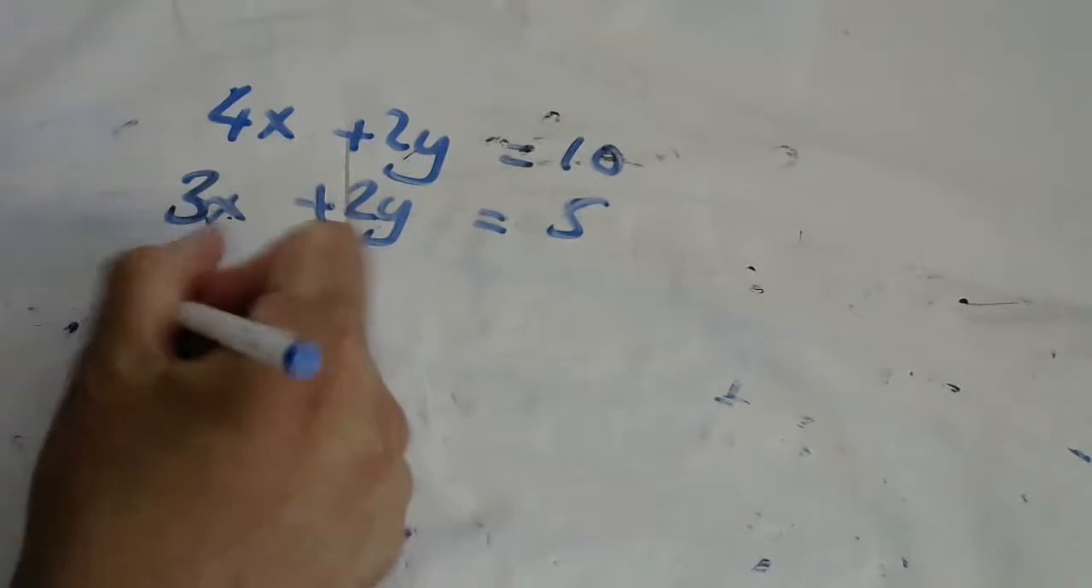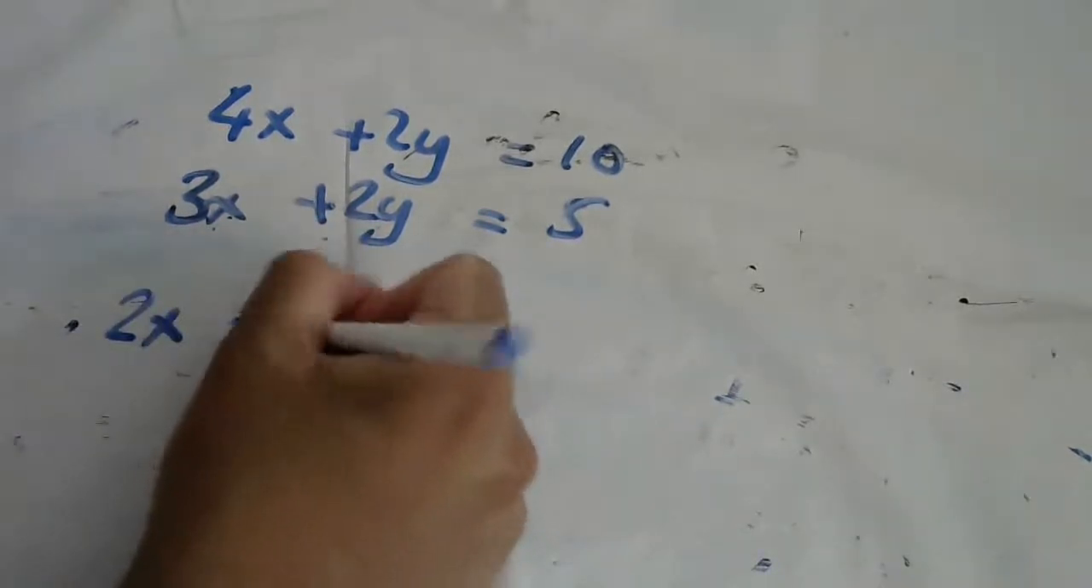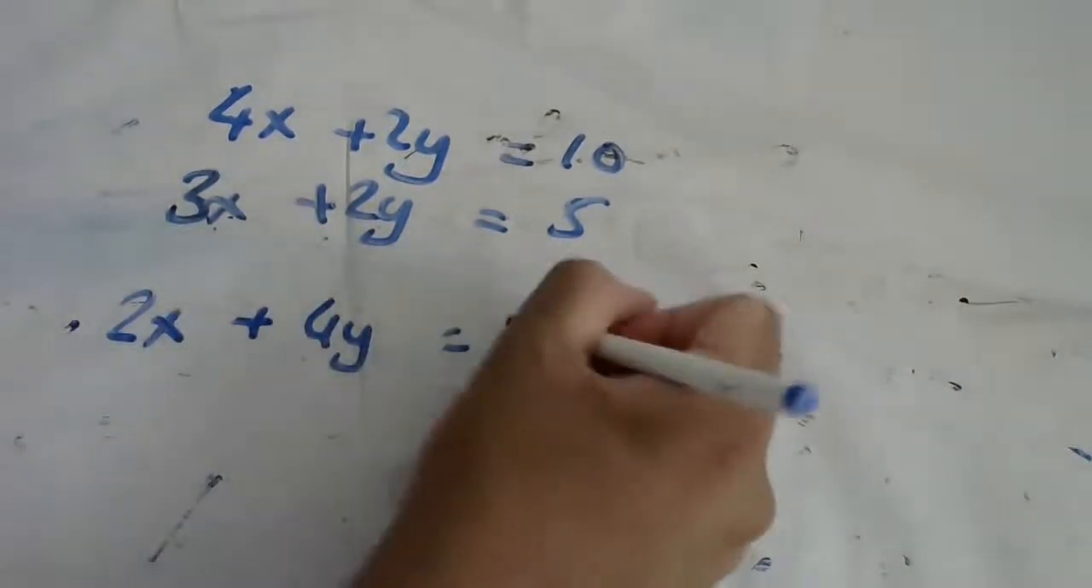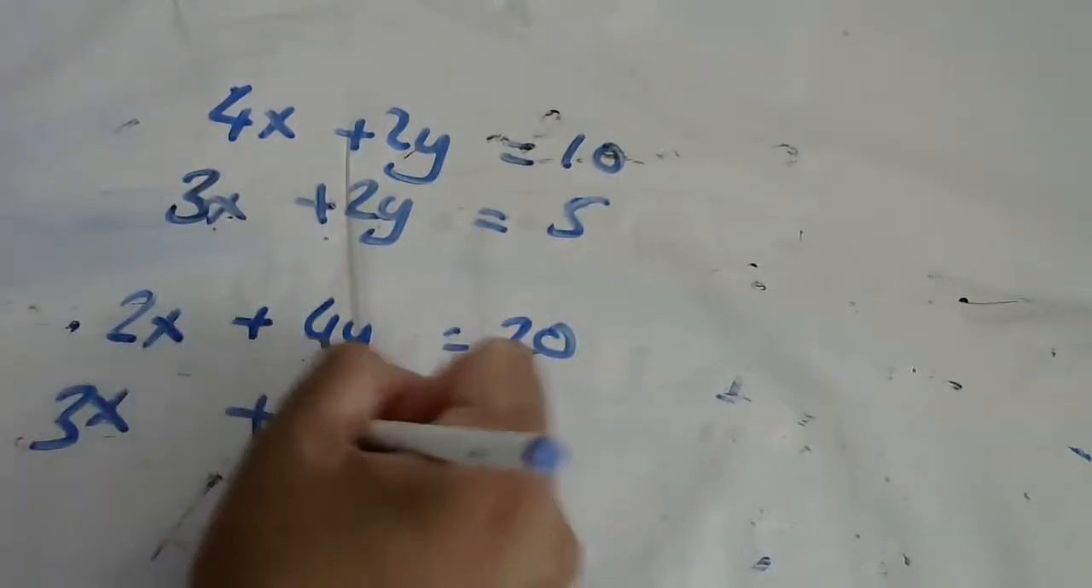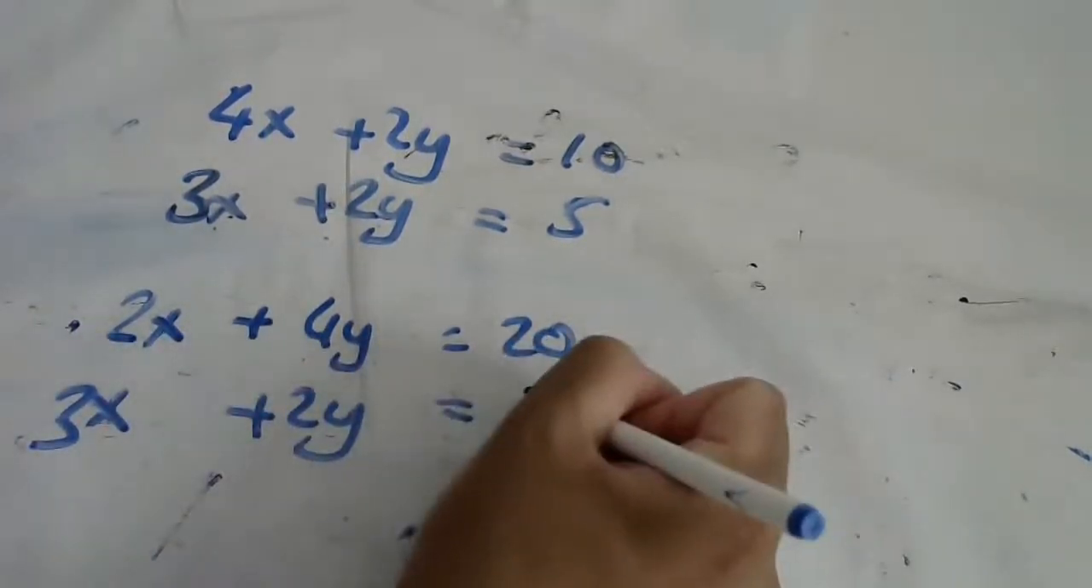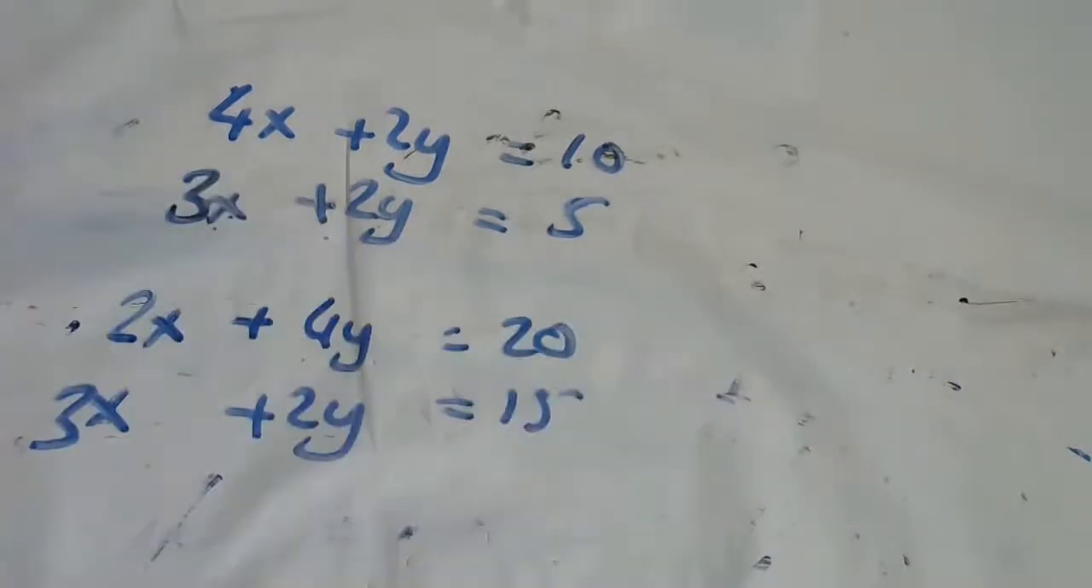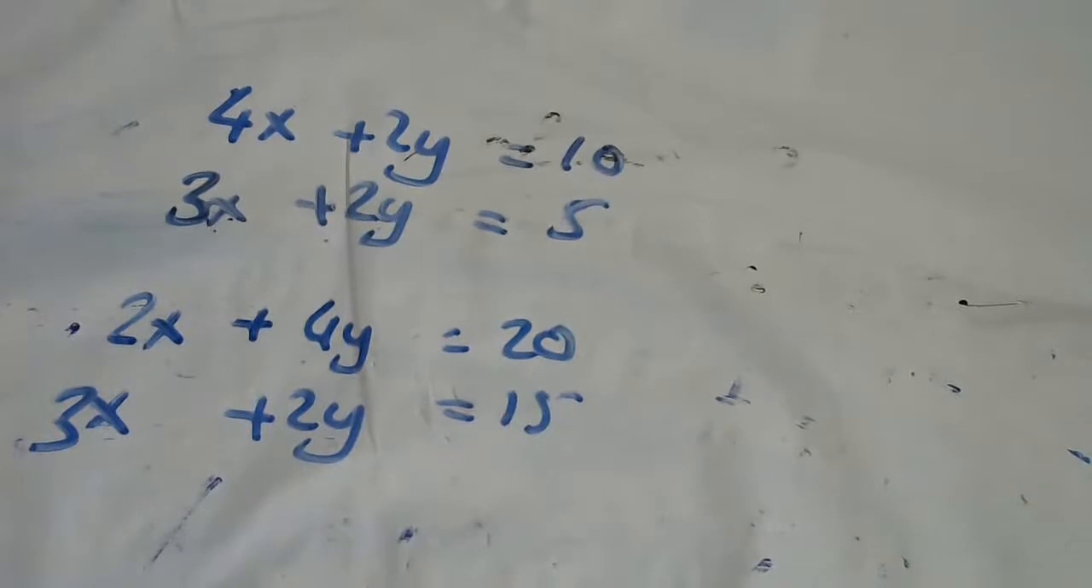You also had equations where it was 2x plus 4y equals 20, and, I don't know, 3x plus 2y equals, let's say, 15. And you had to multiply one of those equations to get something you can cancel down. And that's what we did last lesson. All right. So what's next?